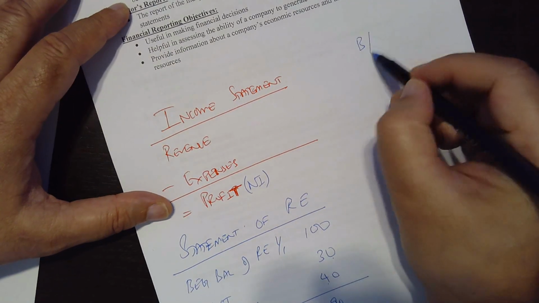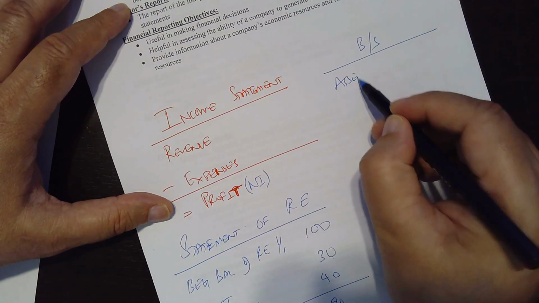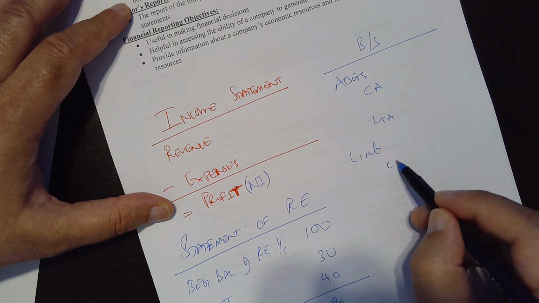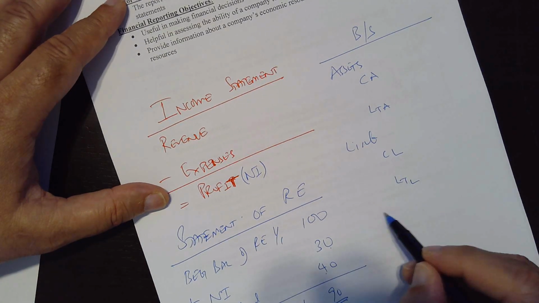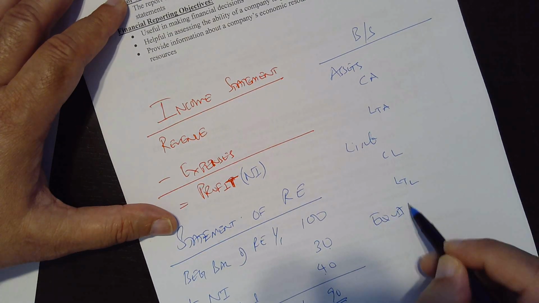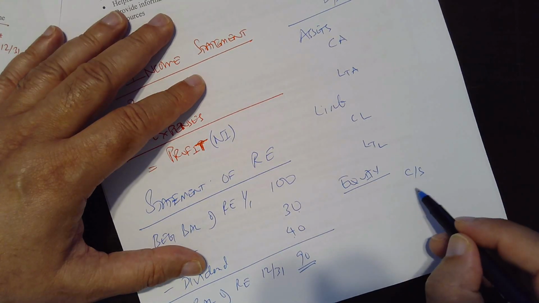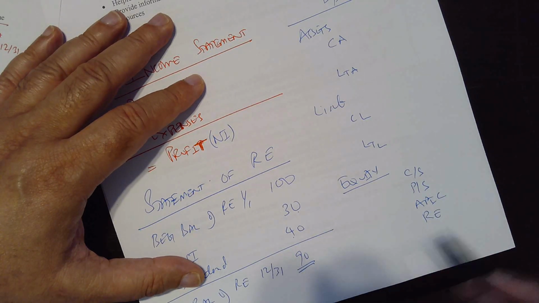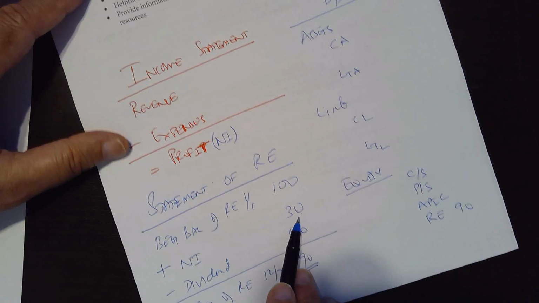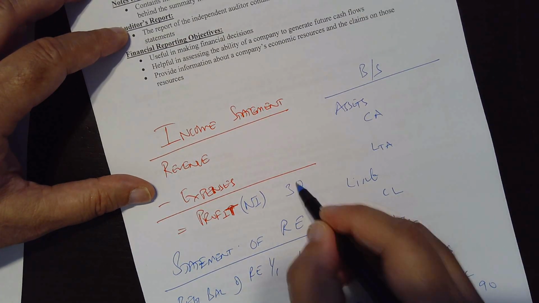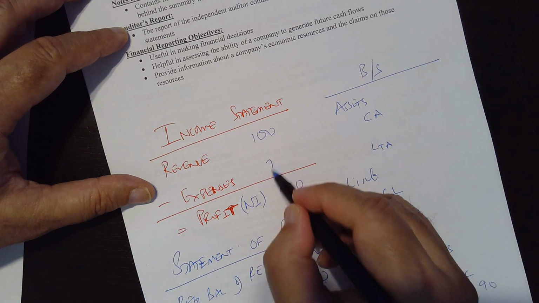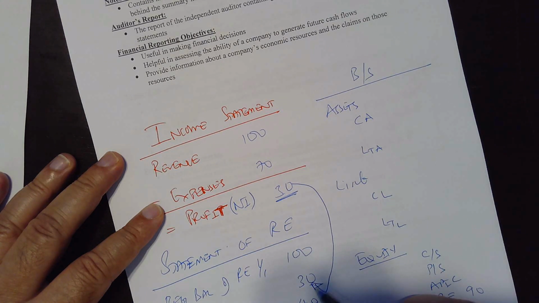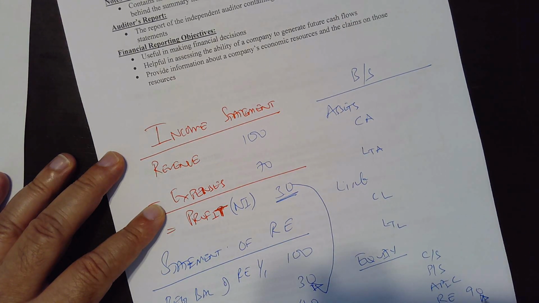Your balance sheet will look like this. You have all the assets, you have all the liabilities. So assets have current assets and long-term assets, then current liabilities and long-term liabilities, and then you have equity. In the equity, you have common stock, preferred stock, additional paid-in capital, and retained earnings. And that retained earnings will be listed here. So for example, the net income that I created is 30. So suppose your revenue was 100 and your expenses were 70, your profit. So this information goes over here, and then this information goes over here.